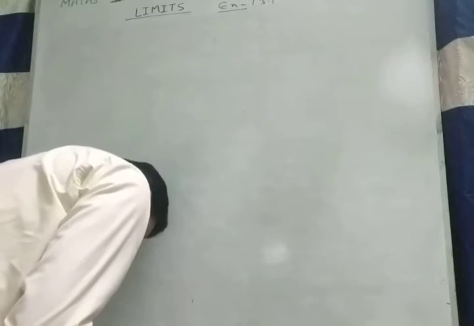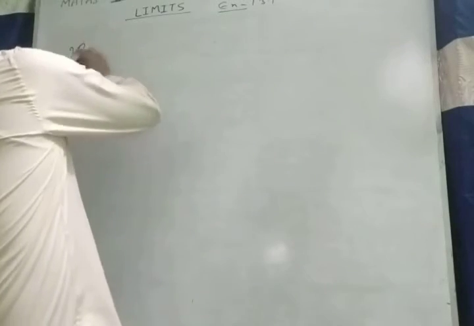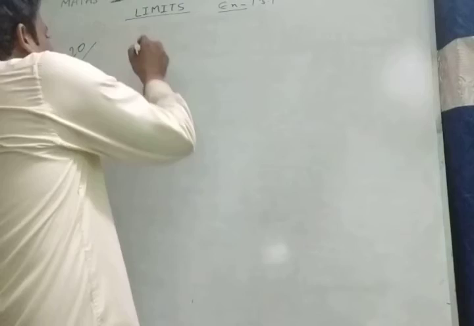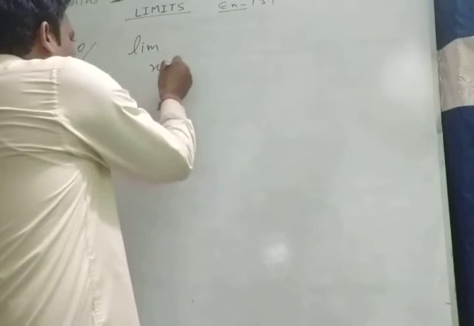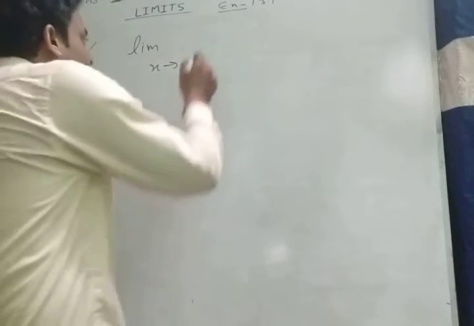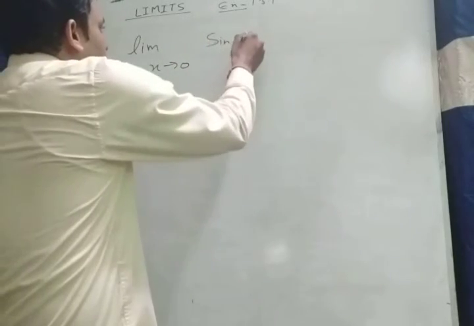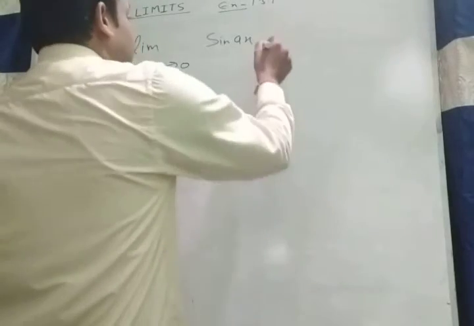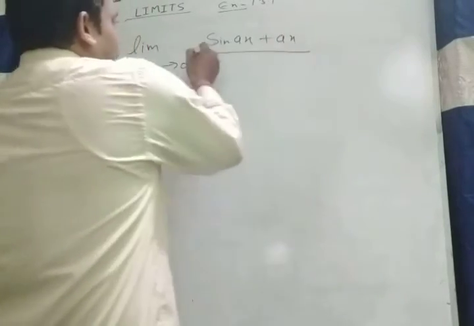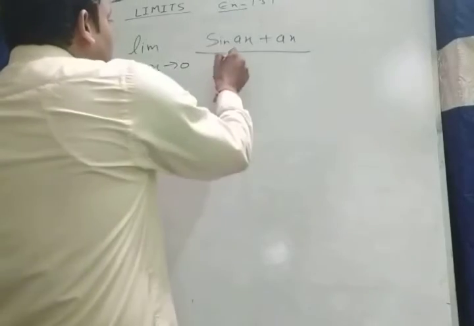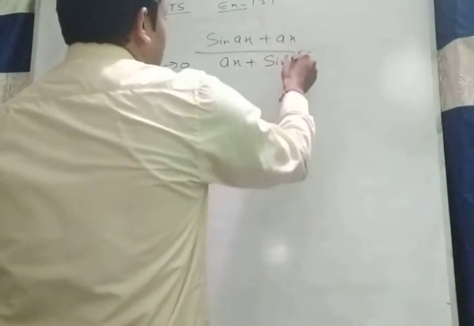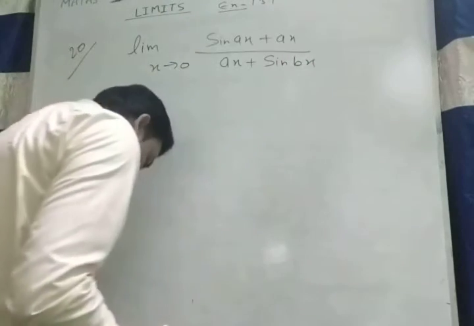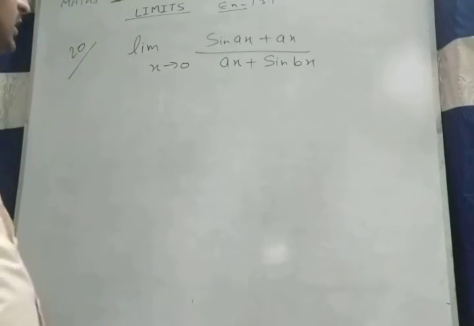The next question is question number 20. Limit x tends to 0 of sin ax upon (ax plus sin bx). Now we have to find the limit of this function.